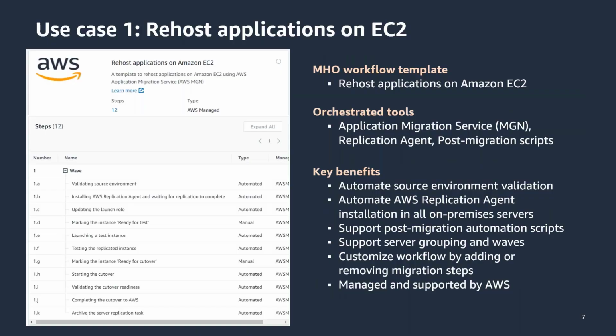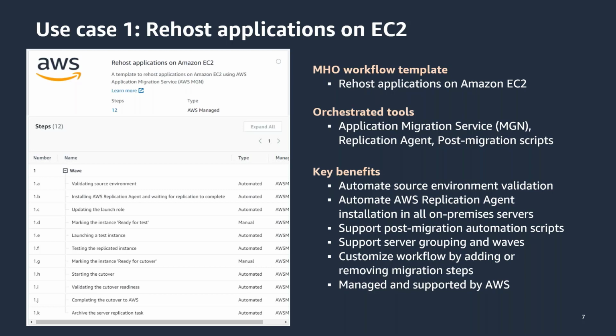So let's quickly go through some of those use cases. This one, we call it rehost applications on Amazon EC2. This is based on the MGN template. The benefit here is that we automate the source environment validation.